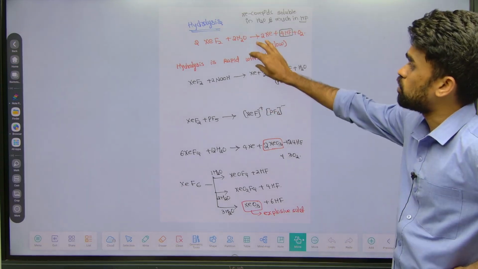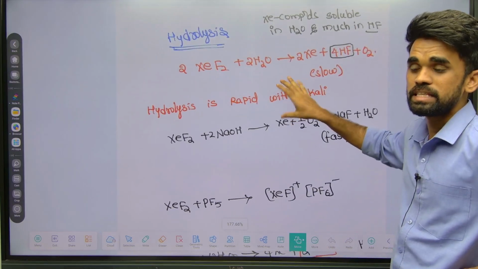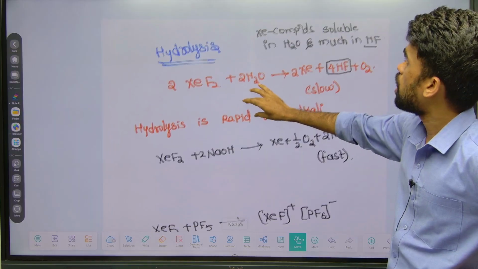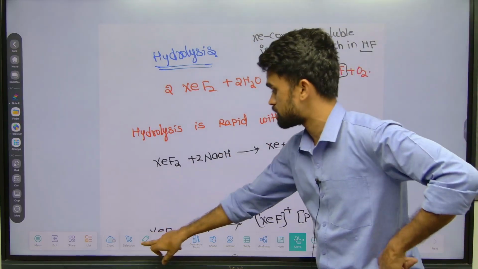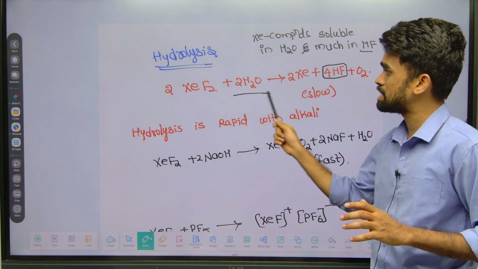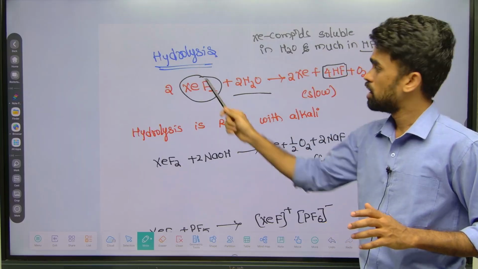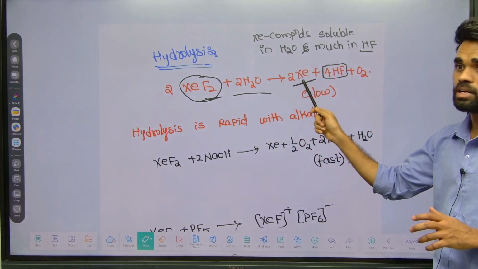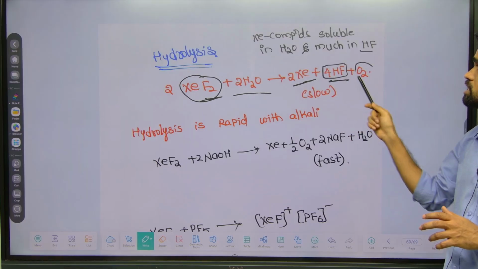So what are the compounds we have seen? XeF2, XeF4, XeF6. Now how do they undergo reactions? Hydrolysis of XeF2 provides xenon plus 4HF, and oxygen is released.